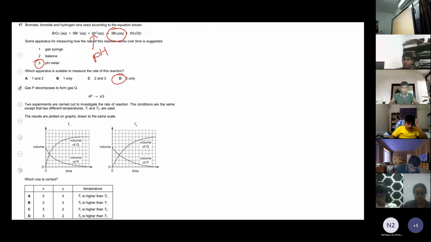This format is exactly the way Edexcel gives. Edexcel has 20 MCQs, right? In O level, they put MCQs in some places. MCQ-like questions.